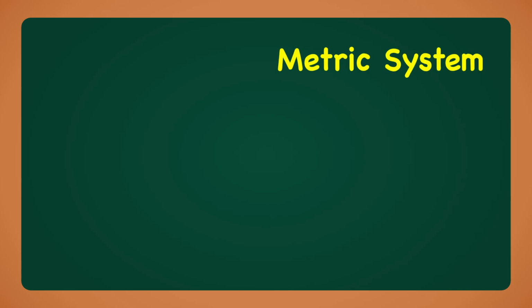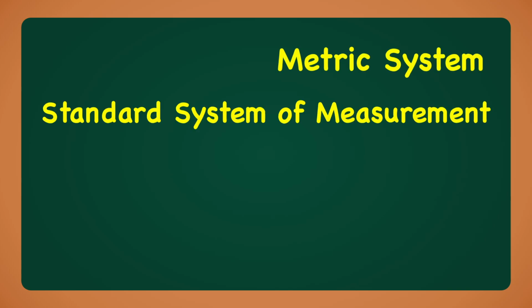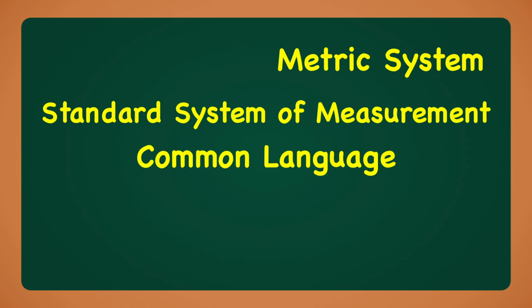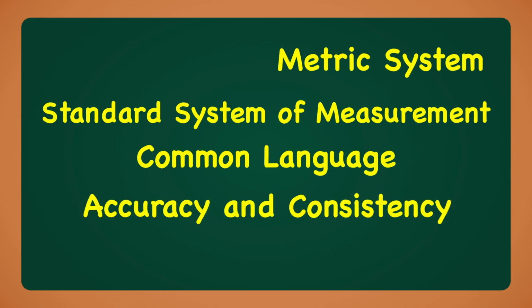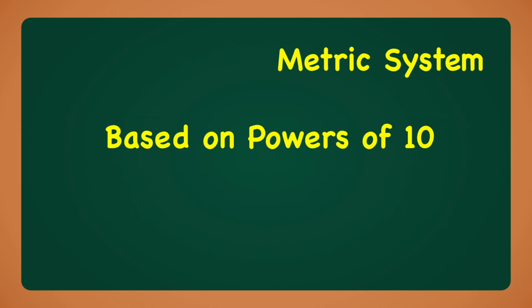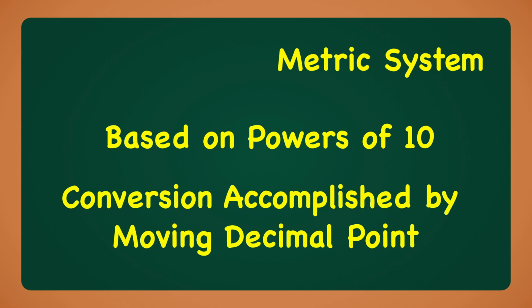Before we begin talking about metric prefixes, let's first spend a minute discussing the metric system itself. The metric system is the standard system of measurement used throughout science, engineering, and medicine around the world. It provides a common language that allows researchers, manufacturers, and healthcare professionals to communicate measurements accurately and consistently. Unlike the customary system of inches, feet, ounces, and pounds that we are familiar with in the United States, the metric system is based on powers of 10. That makes converting between units straightforward. In most cases, all you have to do is move a decimal point.